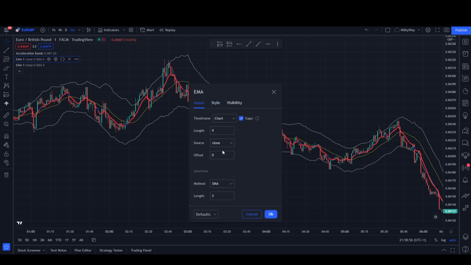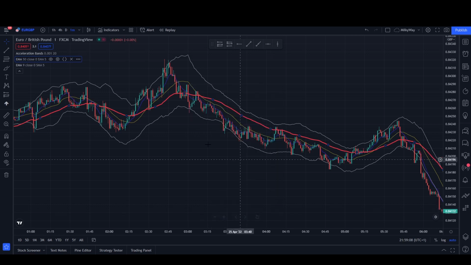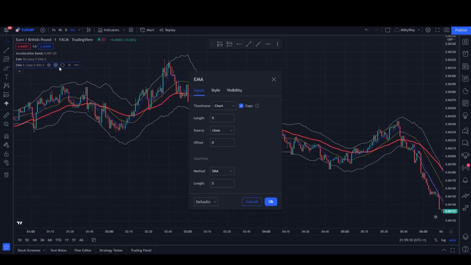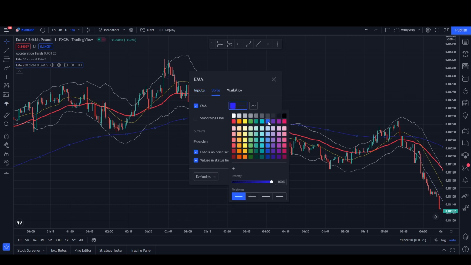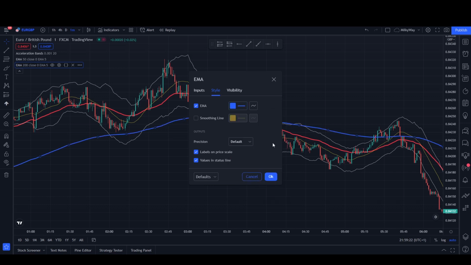And in the inputs, I'm obviously going to put 50 and change the method of smoothing from SMA, simple moving average, to EMA. Same for the 200, exponential moving average. Going to put a light blue in the same thickness.